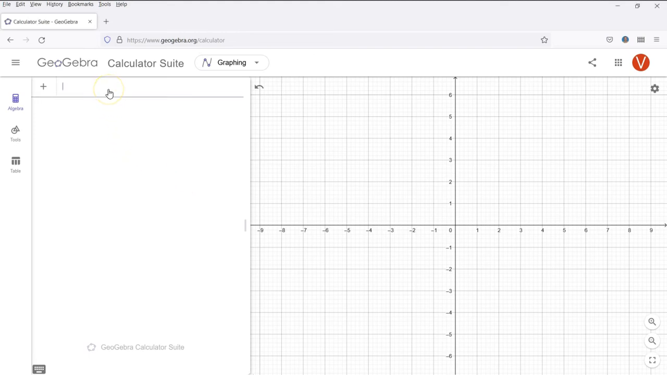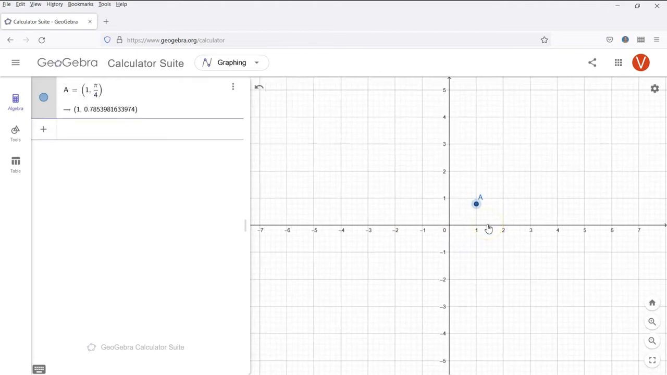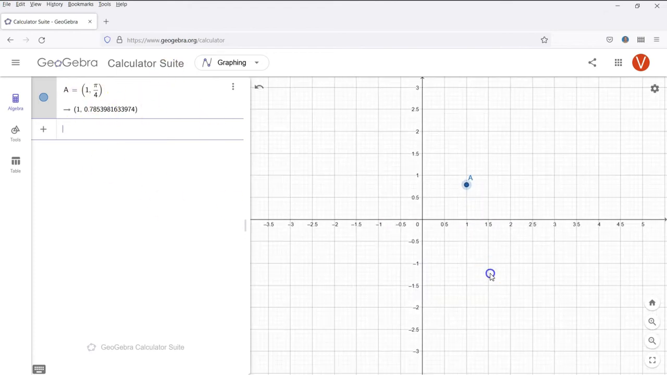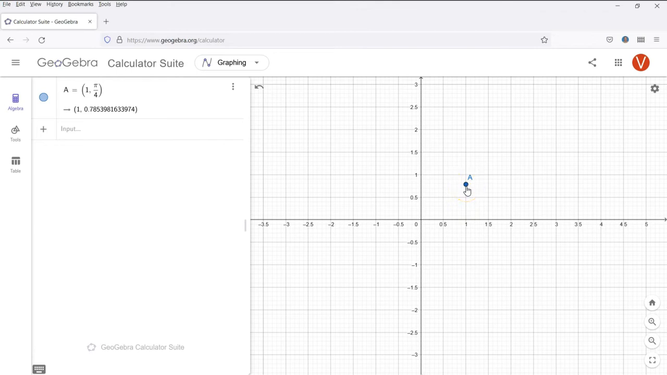Let's look at Gregory series visually. Basically, what we are interested in is pi by 4. Let's say we point it out: 1 comma, because that is what tan inverse of 1 is equal to, pi by 4. So what we want to do is, using the Gregory series, get closer and closer to this point.